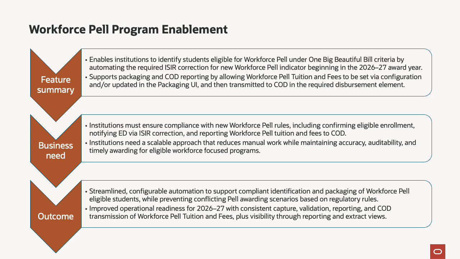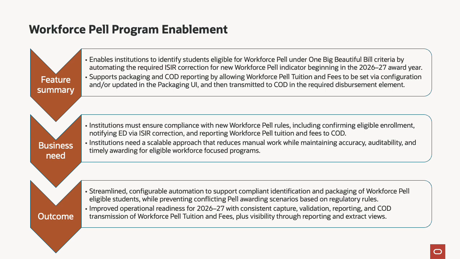First, you can automate the required ED notification using ISER corrections. Beginning with 2627, you can configure ISER discrepancy logic to trigger an automated ISER correction that sets the new enrolled in eligible workforce program indicator field when your institution determines a student is enrolled in a qualifying program.